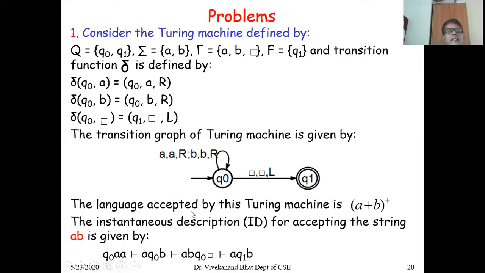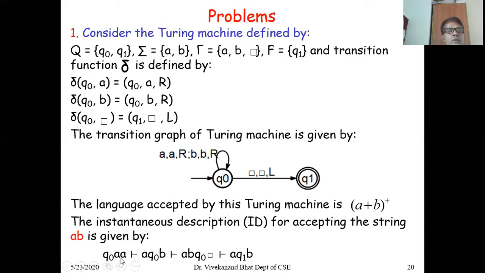So you can easily see that this machine will accept the string A plus B plus the set of all strings in the alphabet A, B, not including the empty string. You can trace this result for the string AB. That is, we can define the instantaneous description for accepting the string AB as follows.